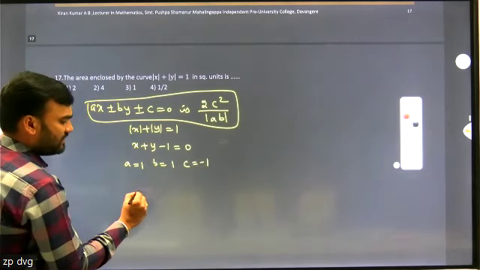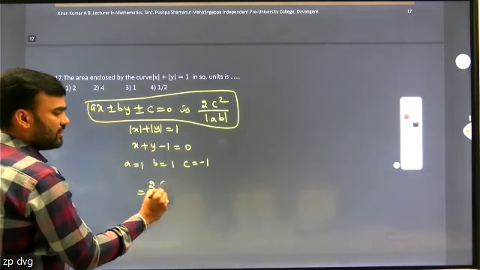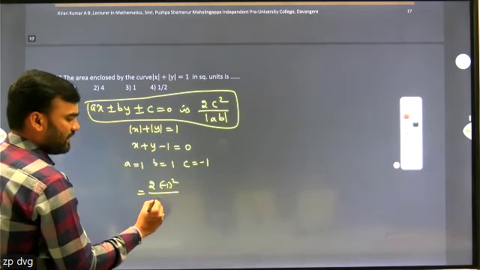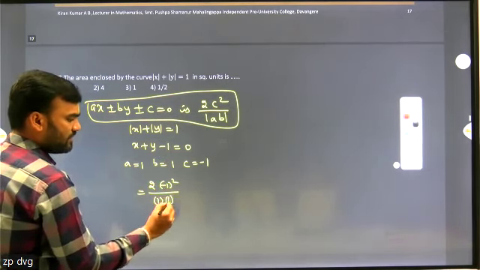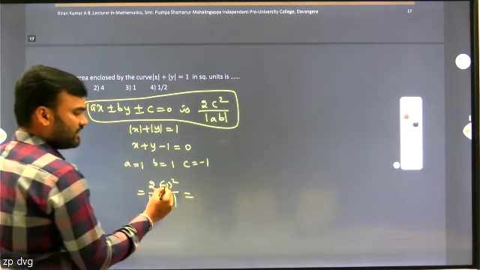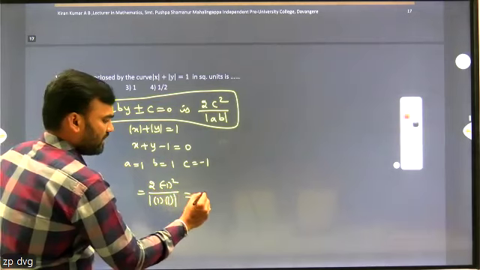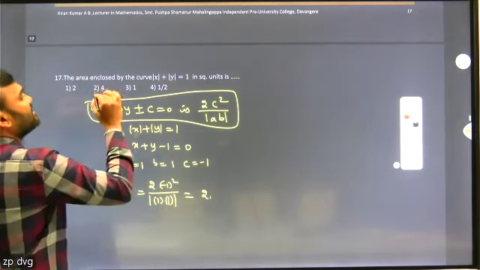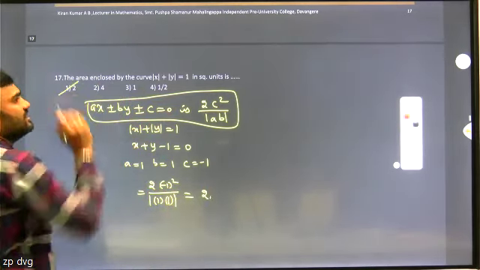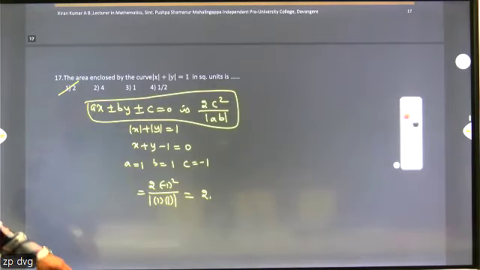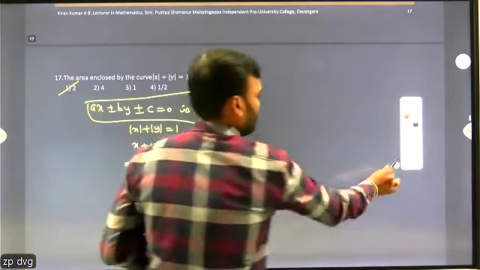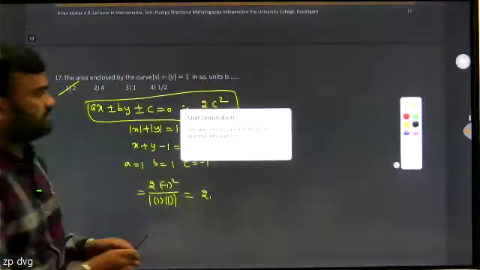Now what should we do? 2 into c, that is, minus 1 whole square, divided by 1 into 1. Minus 1 whole square is 1 only. That's why 2 by 1 means 2 is the answer. Okay, now next we go for the next problem.